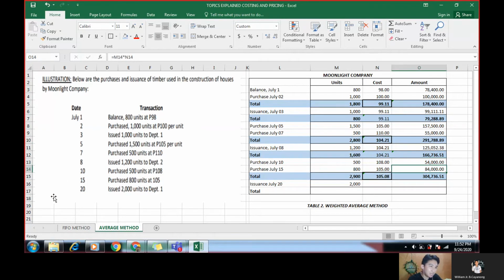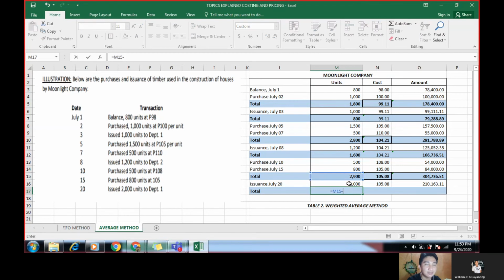Okay. So, ang pinaka-last transaction is issuance. Now, out from the 2,900 units na naiwan, in-issue yung 2,000 units. Okay, same lang naman yung price, 105 kasi wala naman purchases. Ayan, 2,000 times 105 is 210,000. Now, so wala na tayong further transaction.